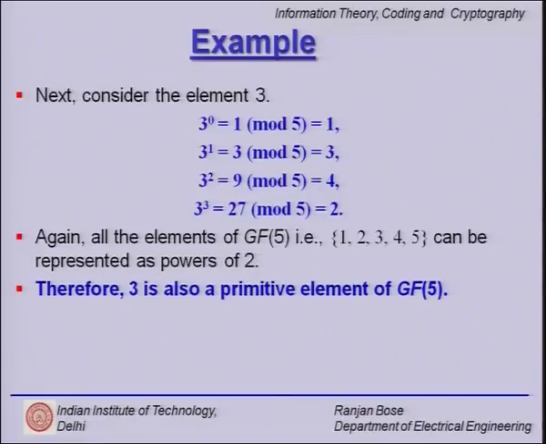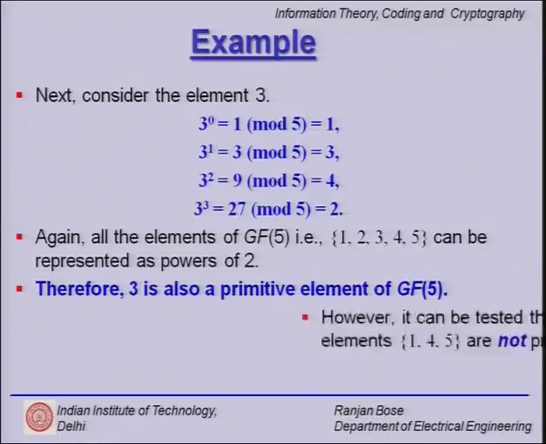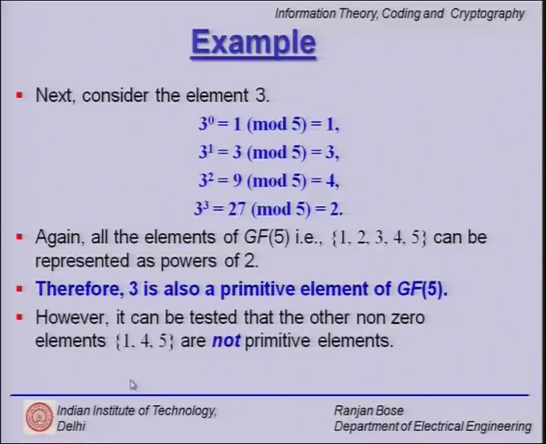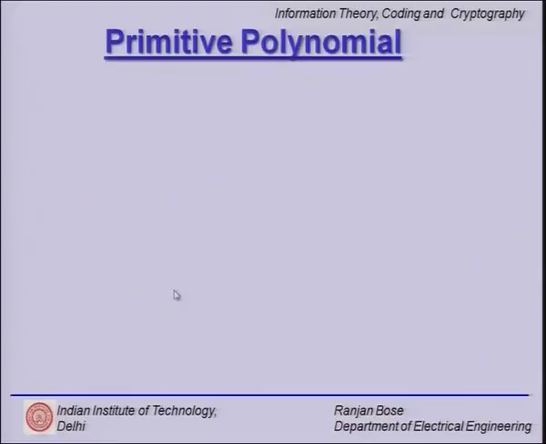But are we lucky? Do we have more? Well, we can try out that all the other elements 1, 4 and 0 are not really the primitive elements.